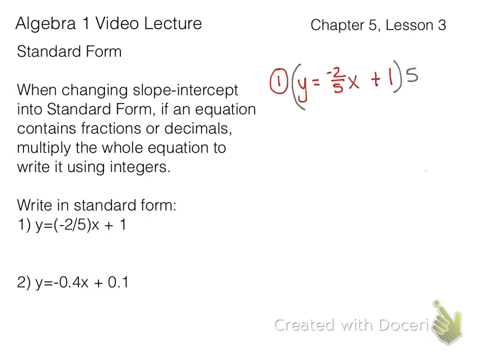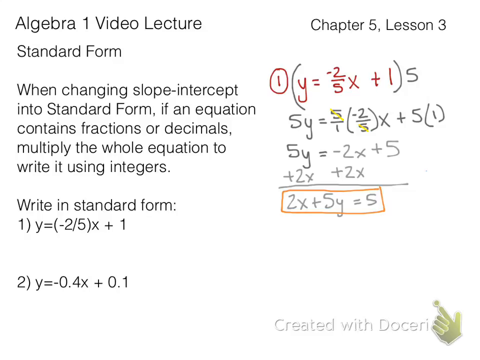So number 1 has a fraction in it, so we're going to clear the fraction by multiplying by the denominator, and the whole thing gets multiplied by the denominator. The y gets multiplied by the 5, the negative 2/5 x gets multiplied by 5, and the 1 gets multiplied by 5. So here we have 5y equals 5 over 1 times negative 2 over 5x plus 5 times 1. We're going to simplify before we multiply. The 5y just stays 5y. We're going to end up with a negative 2x plus 5.